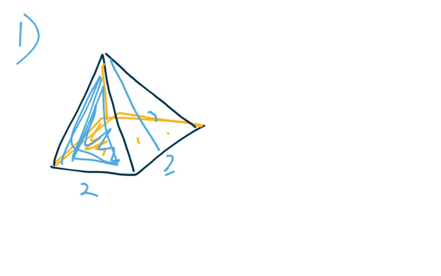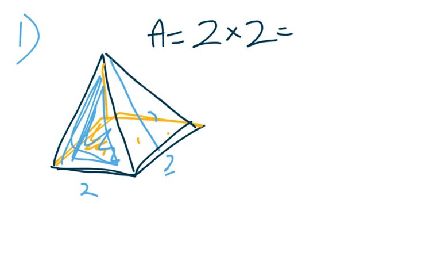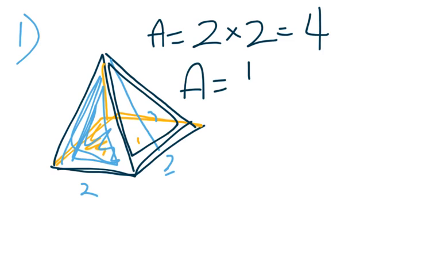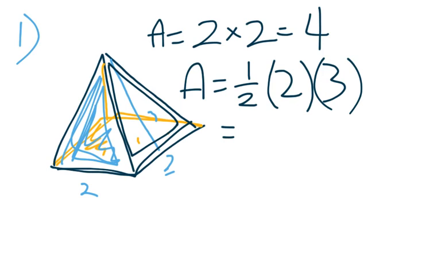So the first thing we're going to do is find the area of the base, and since it's a square, we are multiplying length times width, and that is 4. Now we want to find the area of the triangles. Over here on this side, we see that the triangle has a base of 2 and a height of 3. So we're going to do half base times height, which is half of 2 times 3. So 2 times 3 is 6, and half of that is 3.